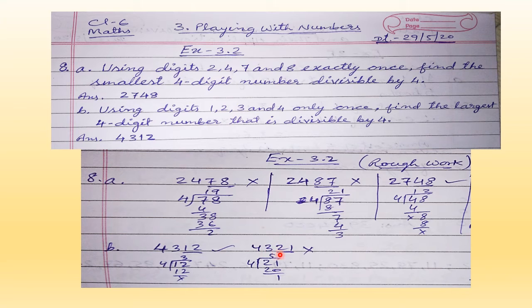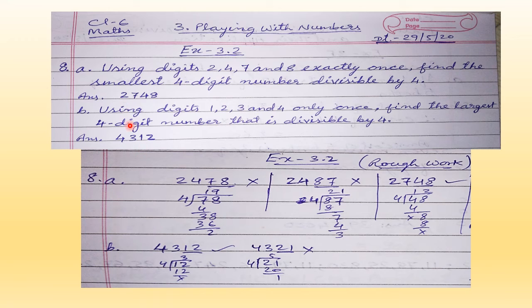Now we will use the divisibility test of 4 here, and we see that 21 is not divisible by 4 because the remainder is 1. Then we will exchange the places of 2 and 1, so it becomes 12. So the next greatest number of 4 digits using those digits will be 4312. Then we test the number formed by the last 2 digits, which is 12, by 4. And we see that 12 is divisible by 4, 4 times 3 is 12. Therefore, the largest 4 digit number using the digits 1, 2, 3, 4 which will be divisible by 4 is 4312. So that's how we get the answer of these two parts A and B.